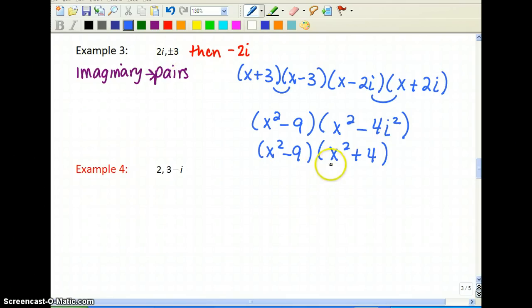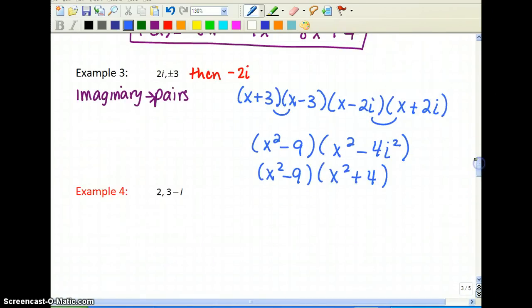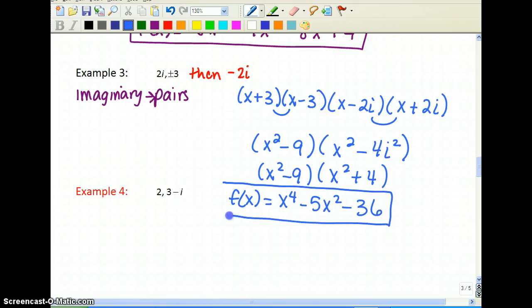Now you got to keep going. You got to FOIL this together. That would be, oh, I'm sorry, x to the 4th minus 5x squared minus 36. And again, you need to make it a function, so set it equal to f of x. And that's your equation with those 4 zeros.